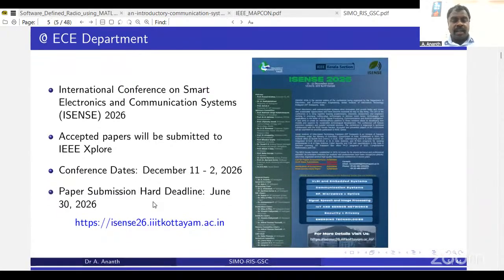So coming to our department, we have a good team of faculty members working under different diverse fields of electronics and communication engineering, ranging from analog electronics, VLSI, image processing, signal processing, then communication, RF and microwave antenna design, embedded systems, and so on. And we also are going to organize a conference called iSense, which is International Conference on Smart Electronics and Communication Systems 2026. And we are conducting this conference by December 11 and 12. And all the accepted papers and the presented ones will be submitted to IEEE Xplore. By default, it is becoming a Scopus index.